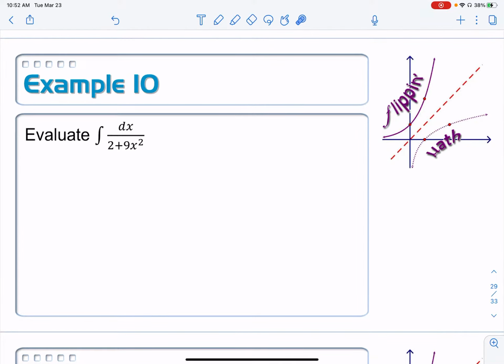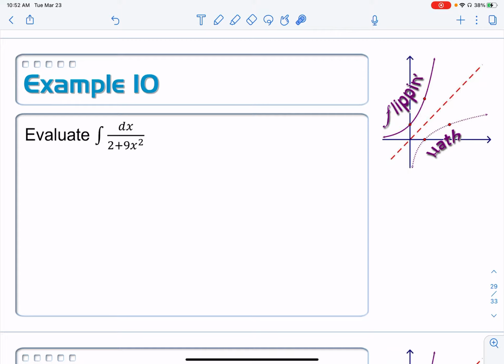Evaluate the indefinite integral of dx over 2 plus 9x squared. A couple of things you want to notice. Outside of the lesson, it's a lot different when you're having to do these all by yourself. You have 1,000 techniques and you're trying to figure out which one you're supposed to apply. So you have an x squared on the denominator, and on the top the degree is basically 0. The difference of those degrees is 2.